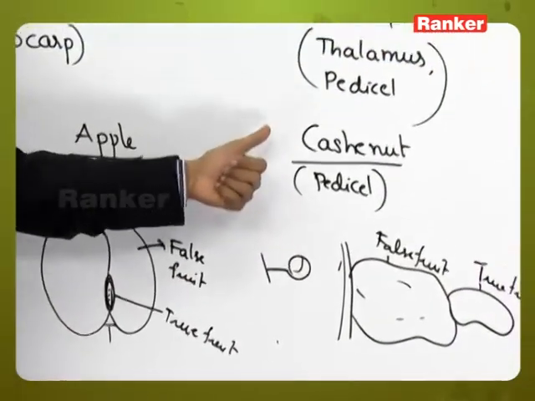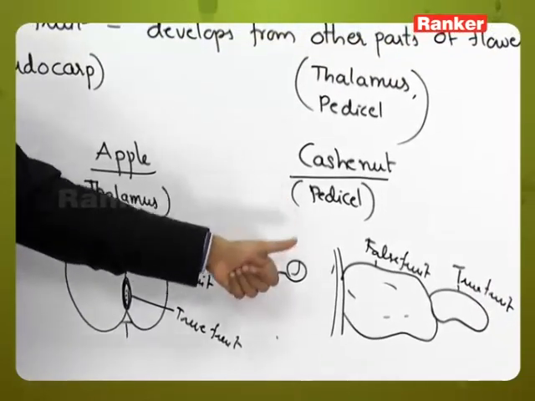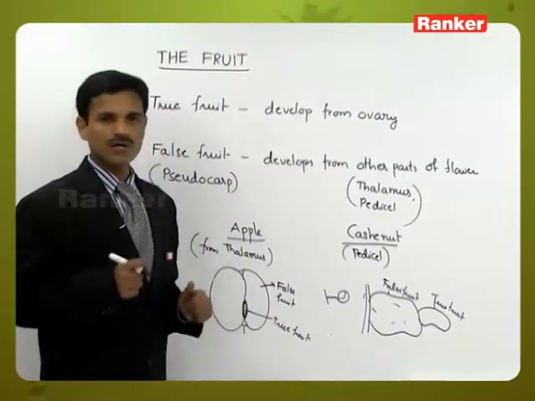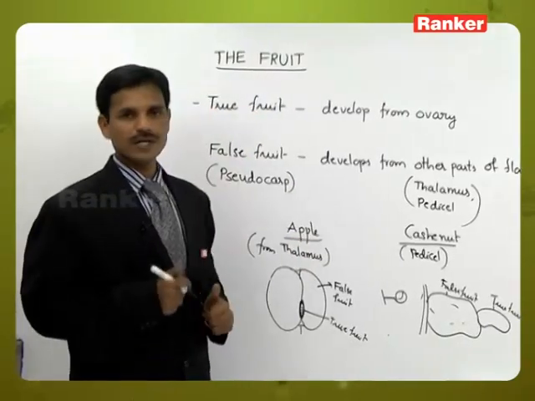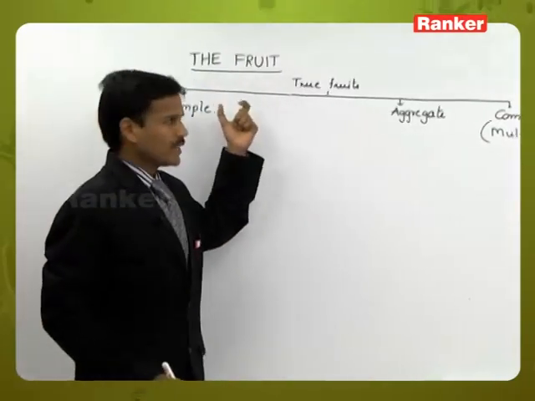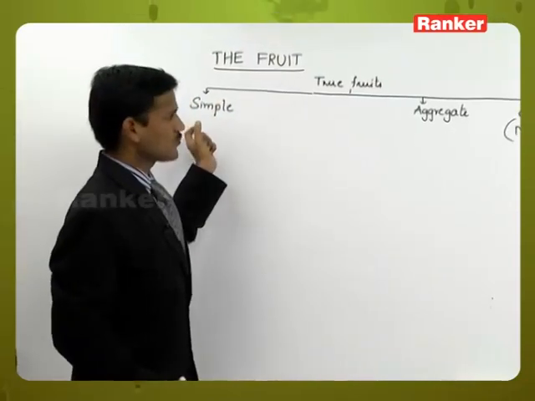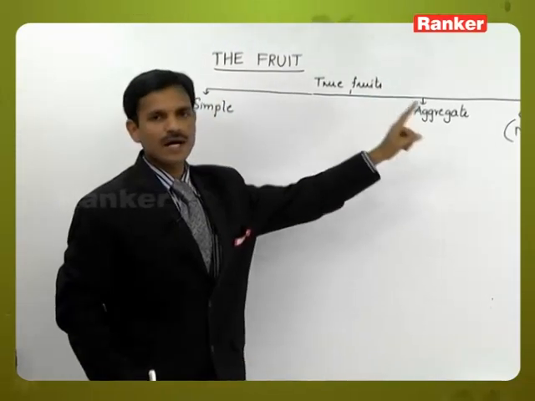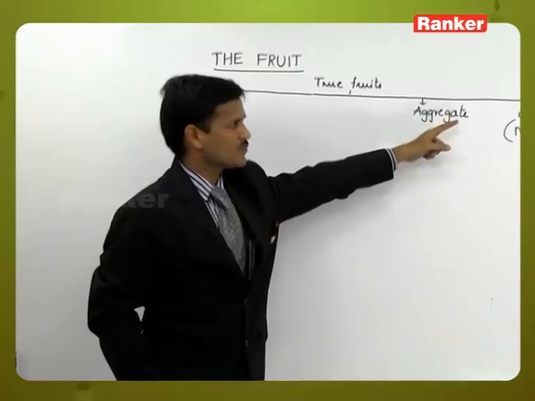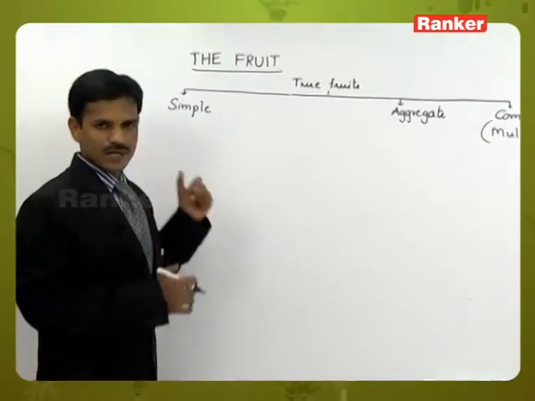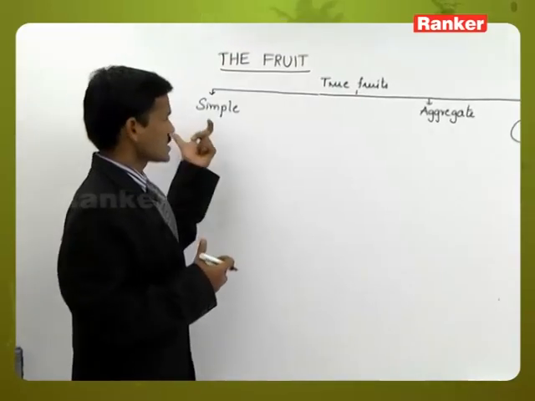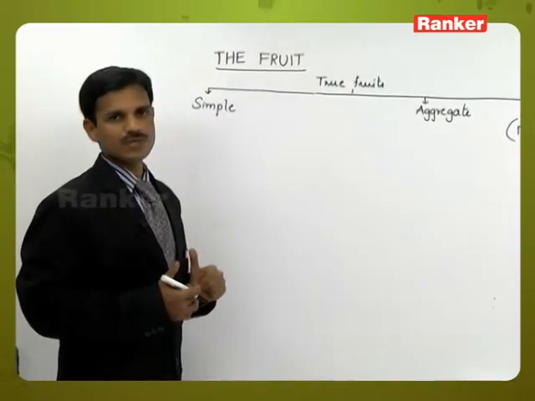In the cashew plant or cashew nut, a pedicel develops into false fruit. So it is about false fruits. Next we are going to discuss true fruits in detail. True fruits are mainly of three types: simple fruits, aggregate fruits, and composite fruits. Composite fruits are also called multiple fruits. So what is the difference between all these simple, aggregate, and composite fruits?